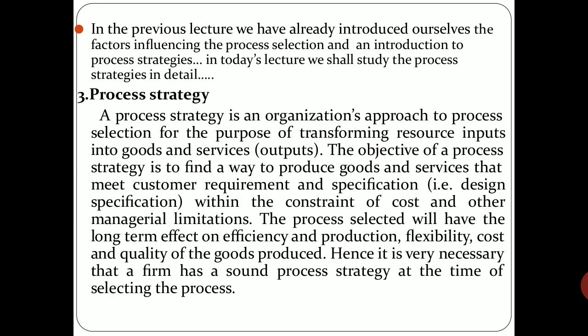In short, the process selected will have the long-term effect on efficiency and production, flexibility, cost and quality of goods produced. Hence, it is very necessary that a firm has a sound process strategy at a time of selecting the process. That means the organization or the unit should be clear as to what type of strategy it wants to work with, with what kind of approach it wants to produce the goods, right? Because there are options available, because there are strategies available, he can select according to his own wish, according to his own financial capability, what type of flexibility it wants, what type of production it wants, what type of quality and cost of goods he wants to create. Depending on that, he selects from the available strategies, and that is what is said to be process strategy, right?